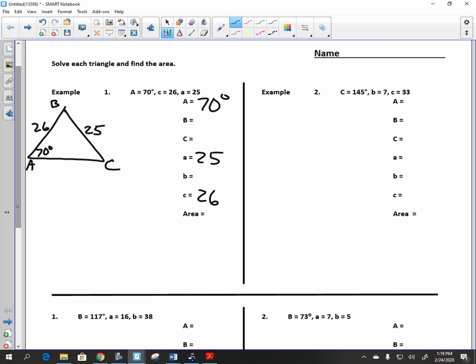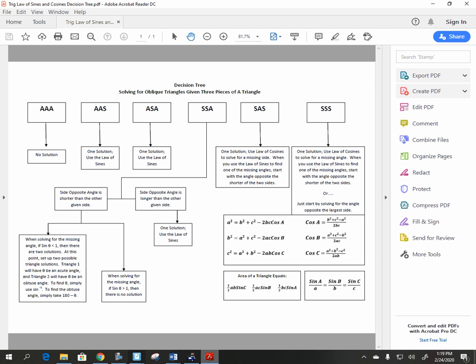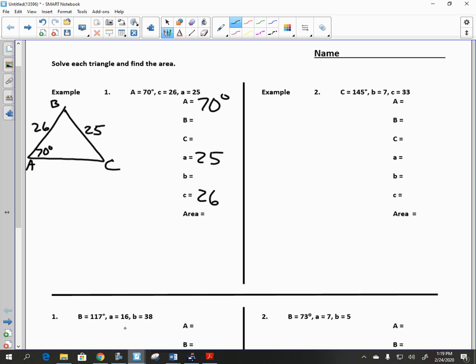Let's classify the triangle. We'll show you how this isn't too bad. Can somebody tell me it's a side-side angle? So I go to my decision tree. This is what you get to use on the test. Okay, it's side-side angle. I follow it down. Is the side opposite the angle longer or shorter? It's shorter. If it's longer, there's one solution. If it's shorter, there's either two solutions or no solution. We don't know which, so we have to set it up.